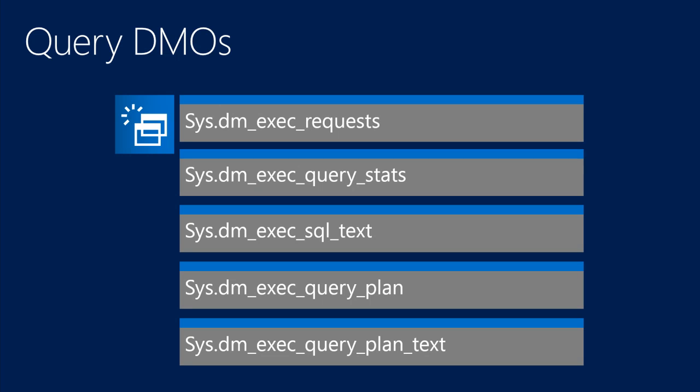All right, the query DMOs. System exec query exec requests, still there, exactly as you'd expect to see it. Returns exactly what you would expect to see: the actively running queries on your database. System exec query stats is going to show what's currently in cache, which, as we've just said, is highly volatile, aggregated over the number of executions that have been able to occur while it's in cache.